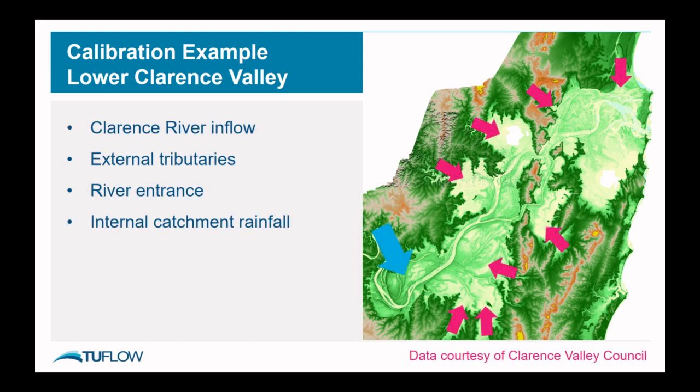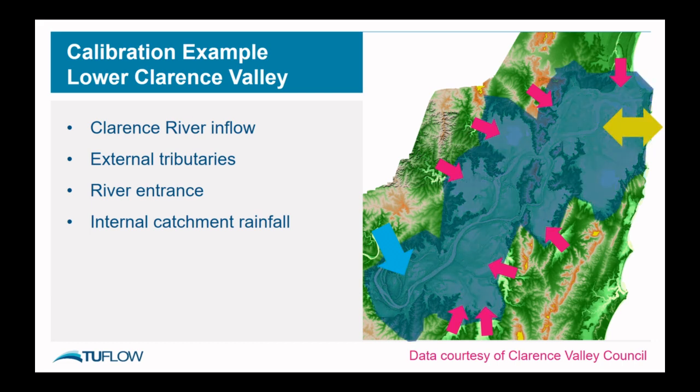Let's have a quick look at the model itself. We have the Clarence River inflow, which is shown by the blue arrow here. It accounts for approximately 80% of the inflow to this entire model. We have numerous external tributaries shown in pink. We have the river entrance, where we have the tide coming in and out, and then internal within the model, the hydraulic model domain, we have internal catchment rainfall.